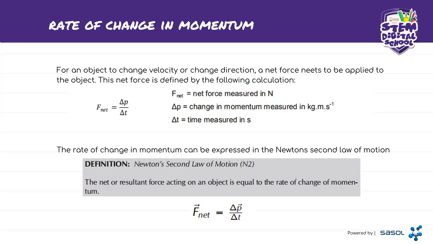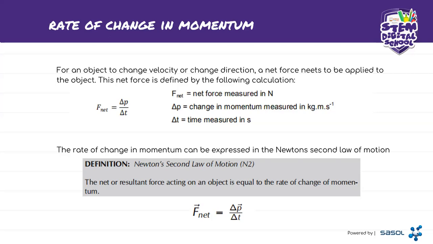So for an object to change velocity or change direction, a net force needs to be applied to the object. Okay, so for an object to change velocity, a net force needs to be applied to the object. What does that mean, guys? Remember what I spoke to you about, for example, when you're playing squash and someone hits the ball, but then they hit it further, that is a change in velocity with respect to the net force that was applied on the object that is in motion.